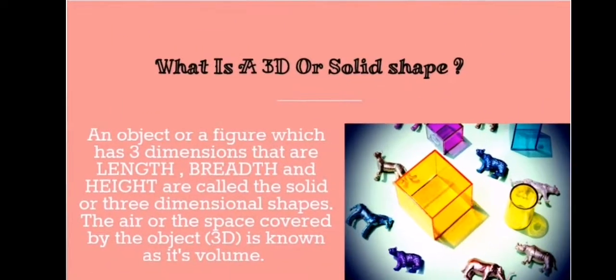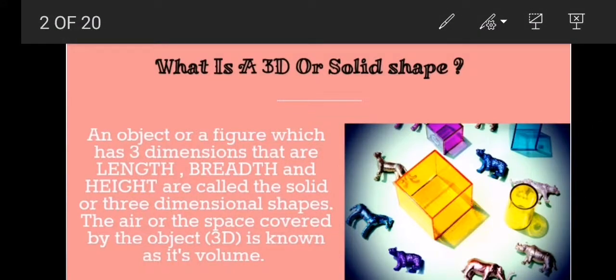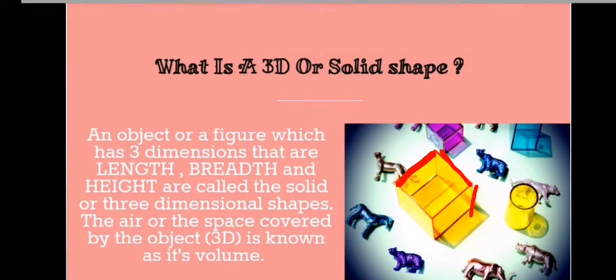So what is a 3D or a solid shape? That's the first question. An object or a figure which has 3 dimensions, that is length, breadth and height, is called a solid or 3-dimensional shape. So which are the 3 dimensions? Length, breadth and the height. In a cube, all of them are equal.